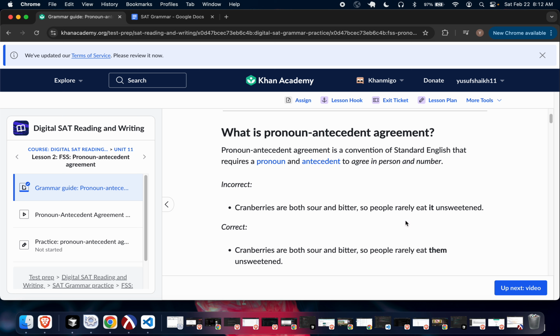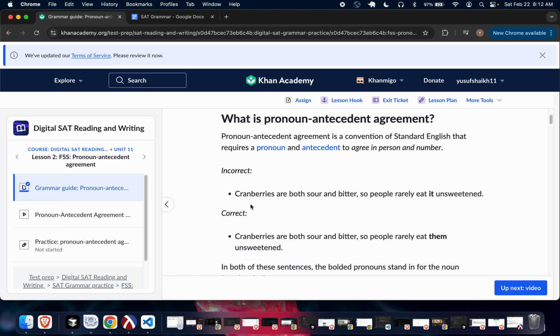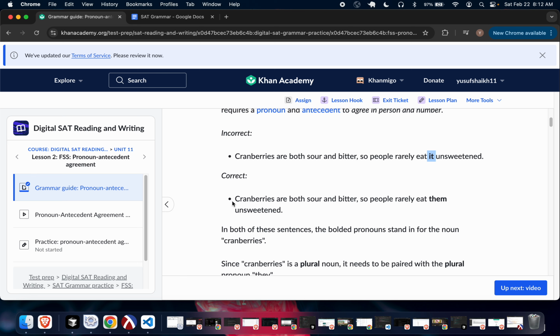Cranberries are both sour and bitter, so people rarely eat it unsweetened. Again, notice how this cranberries is plural, right? So we can't use this singular word it to describe it. So the correct version of the sentence is: cranberries are both sour and bitter, so people rarely eat them unsweetened. Again, notice how them agrees with cranberries because both of these are plural.